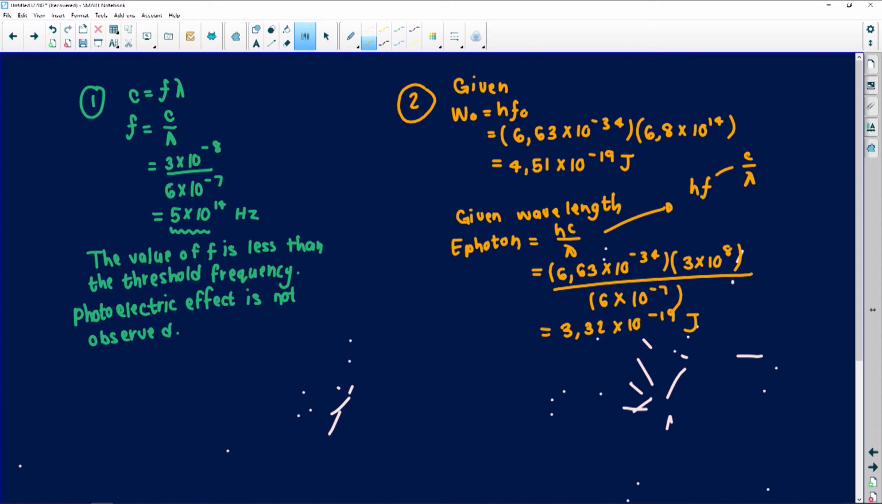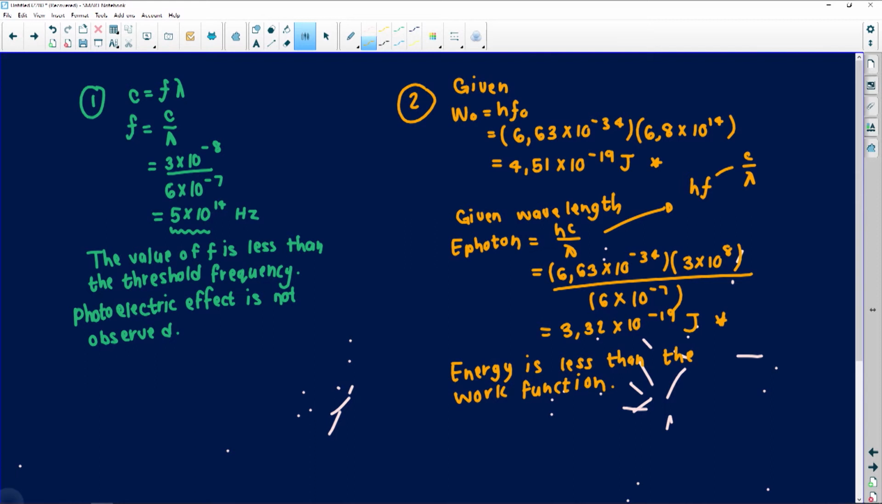Now look at this. The work function is 4.51, but the energy that the photon has is 3.32, which means the energy that the electron or the photon will have is much less than the work function. So we are not going to see. So this means, now let's conclude. I can then say the energy is less than the work function of that metal.